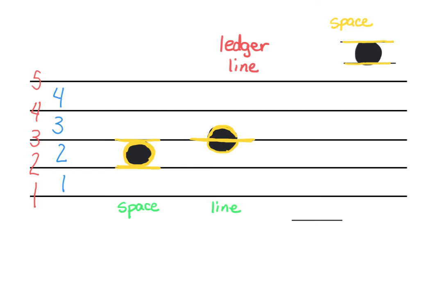If you look down below, I could also have a note down here on this ledger line. And this note, because it has a line that is running through the middle, and half the note is on top and half the note is below, this note is called a line.